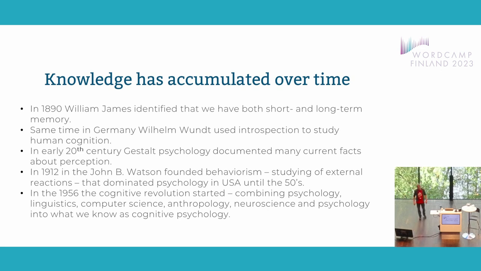And in 1956, there was a group of people in the US who started what is called the cognitive revolution. They started combining psychology, linguistics, computer science, anthropology, and neuroscience into one group of studies that was called cognitive psychology. So combining different disciplines.